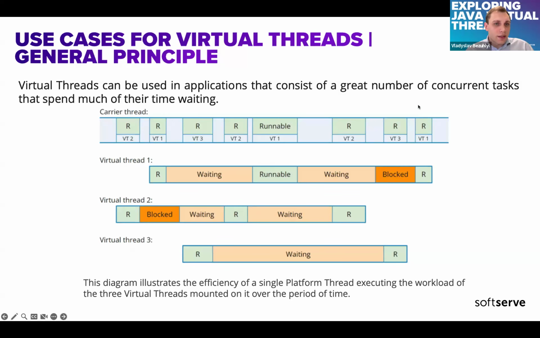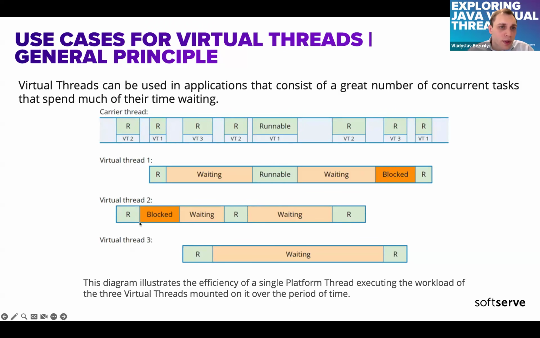As for the use cases for virtual threads, I found out that there's a general principle to that. It can be generalized like this: virtual threads can be used in applications that consist of a great number of concurrent tasks that spend much of their time waiting. This diagram shows how multiple virtual threads share a single platform carrier thread.